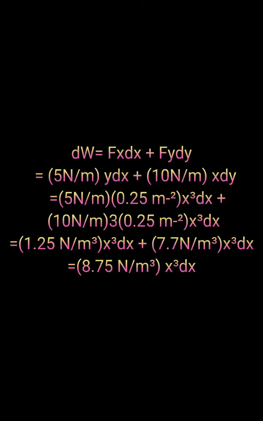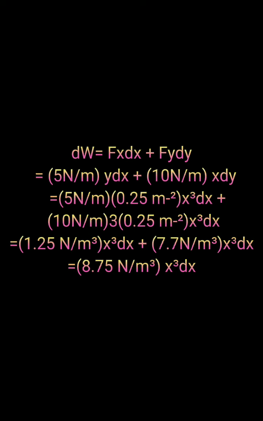So F_x dx is equal to 5 N/m multiplied by (0.25 m^-2) x³ dx, plus F_y dy, which is equal to 10 N/m multiplied by dy, which is equal to 3 times (0.25 m^-2) x² dx. Next, we will multiply the F_x dx, which is 1.25 N/m³ x³ dx.